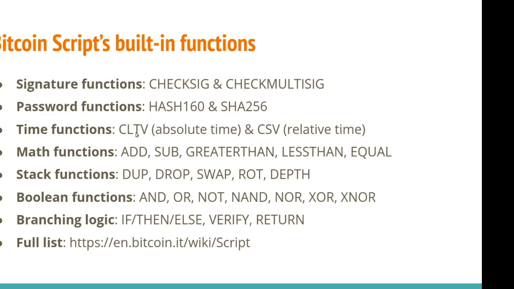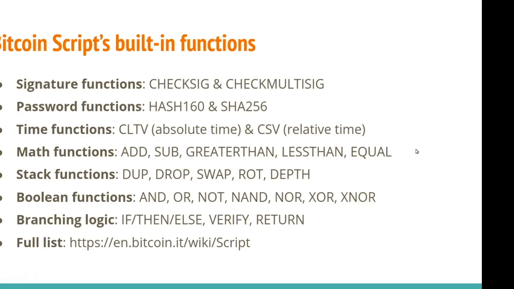Those are pretty commonly used to make smart contracts. We have mathematical functions: addition, subtraction, checking if a number is greater than or less than another number. We have an equality checker, and this one also works on strings. So not just integers, but you can also check if two strings are the same.